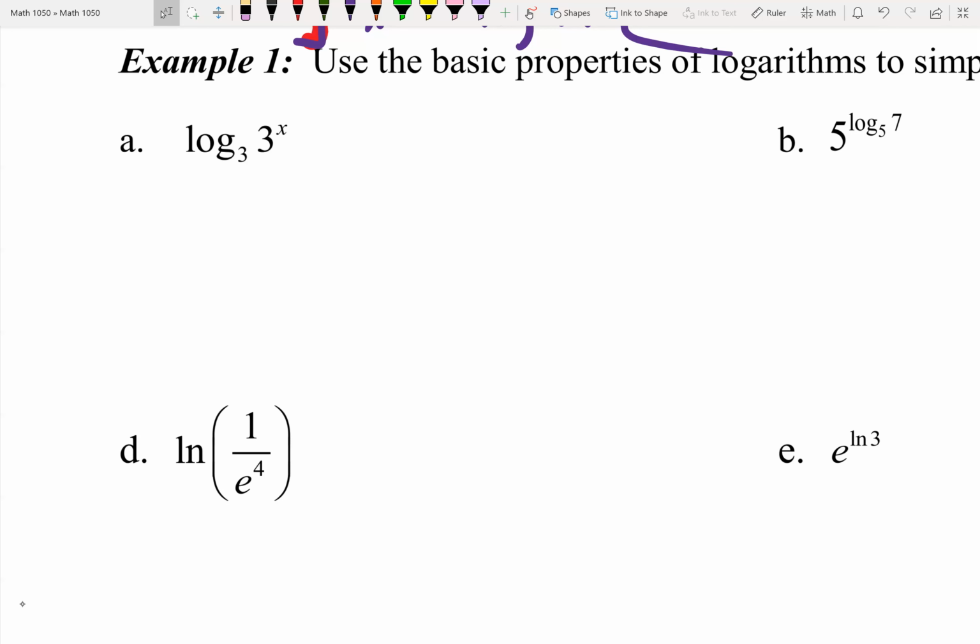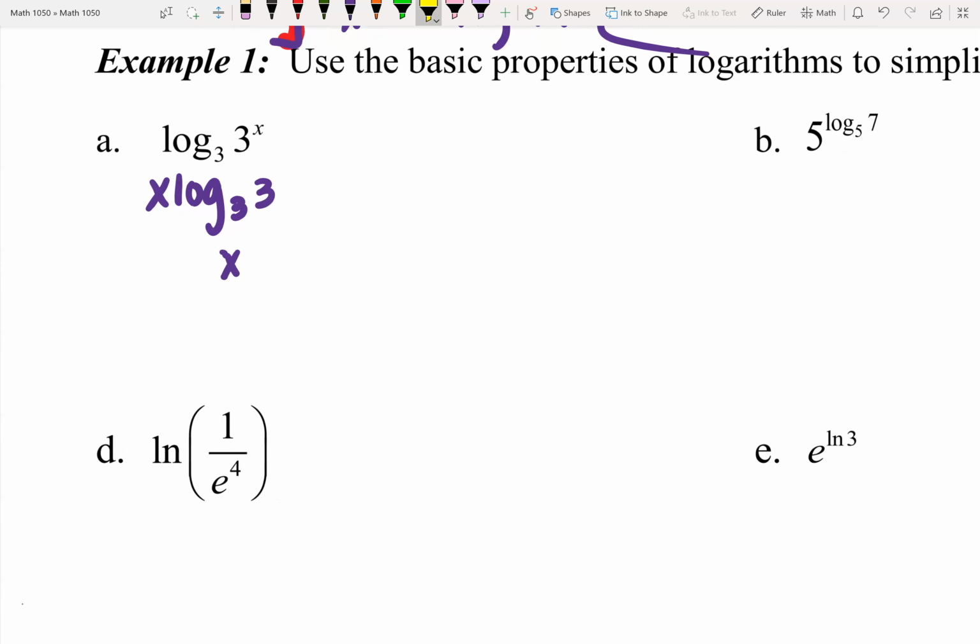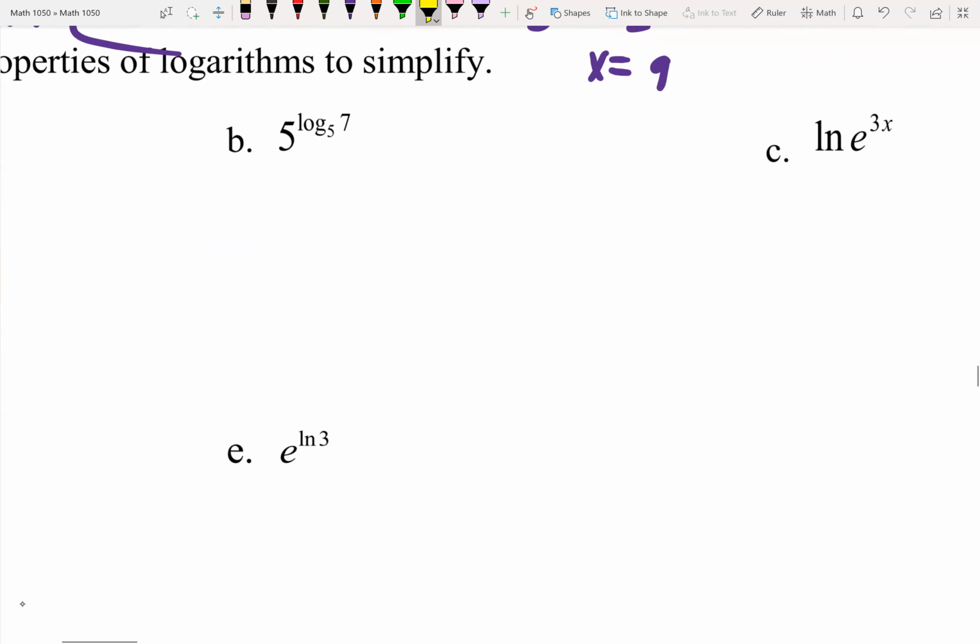Okay, so question A. Do you see that exponent? Pull it down in front. So you have x times log base 3 of 3. Everybody in the room, all 35 of you, what is log base 3 of 3? 1. And you're multiplying by x, so 1 times x is x. That's it.